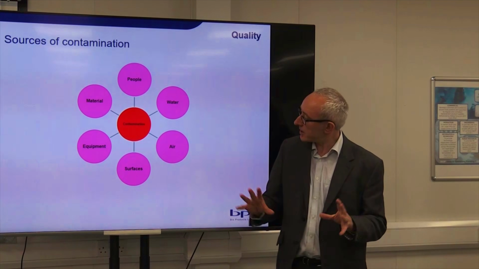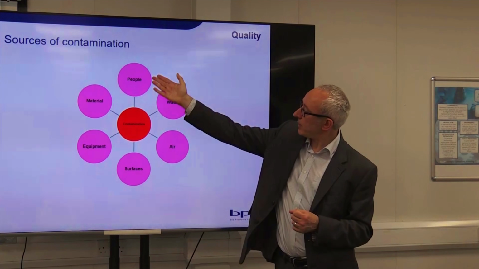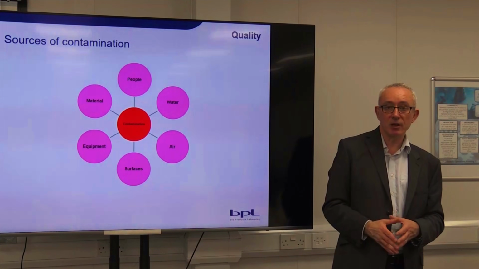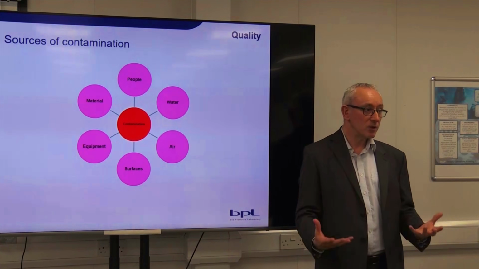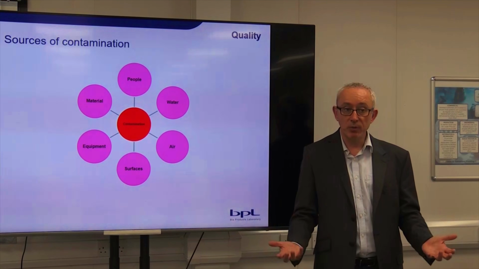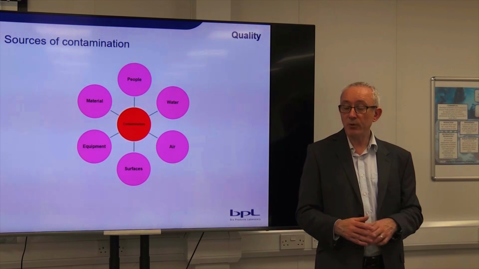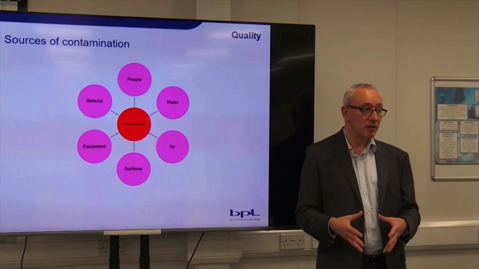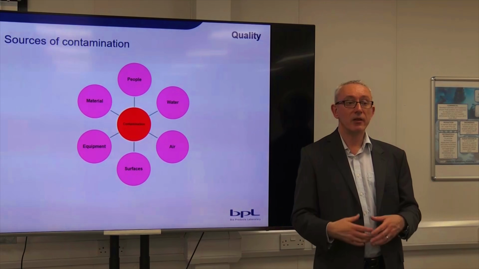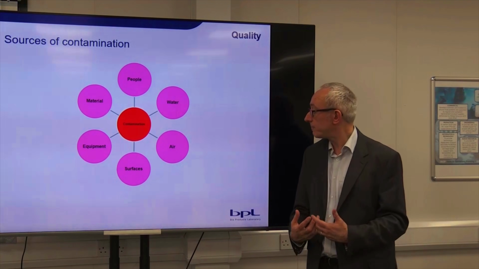Okay, so another representation of contamination sources here. So again, we have people, we have water, and BPL does use a lot of water. You get the opportunity to look around the water generation plant, for example, you'll see just how big it is. And within this region of the M25, BPL is second to Heathrow Airport in the amount of water that it uses. It's huge quantities of water.